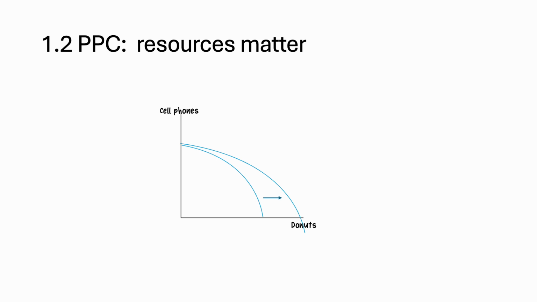This PPC is showing when the country is able to attain more resources that are applied for making donuts. However, they did not attain more resources for the cell phones. Therefore, the growth is occurring only for the donuts due to the resources that have been attained.